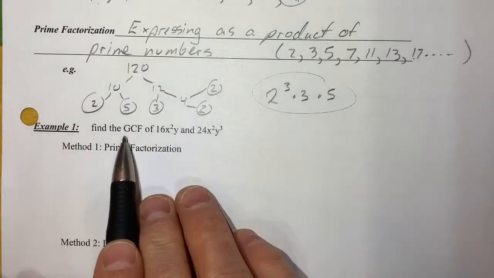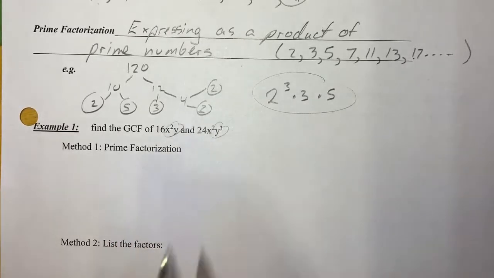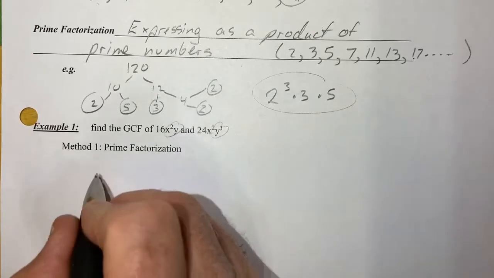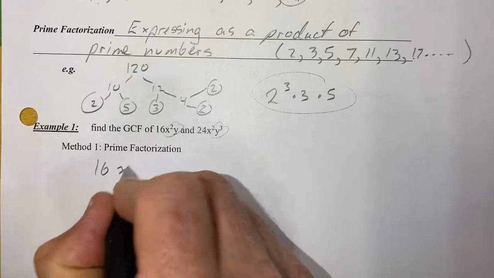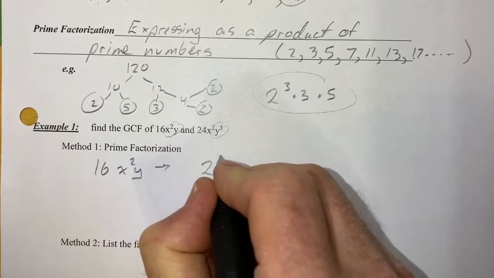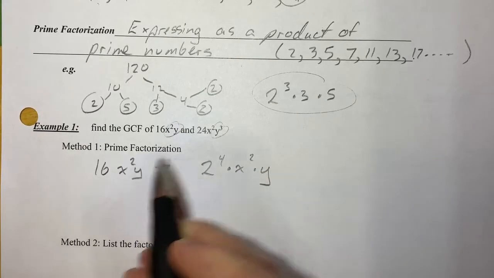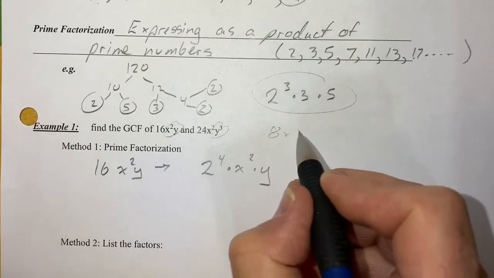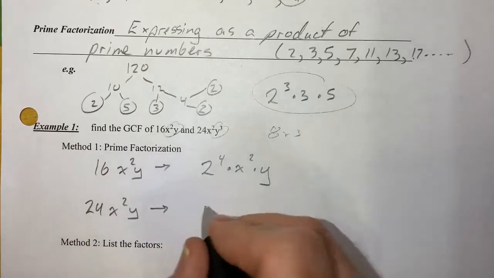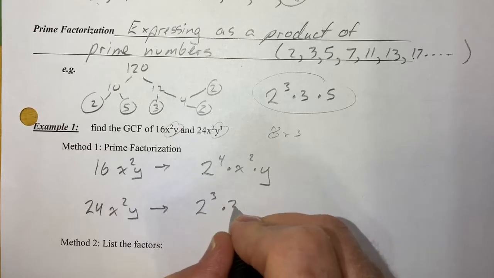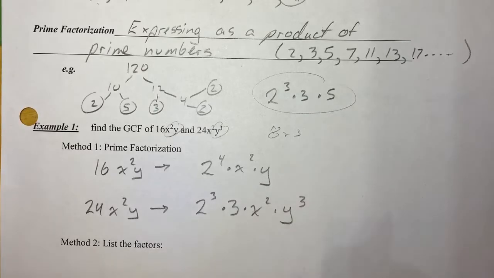So if we wanted to find the GCF of these two, now notice these are not just numbers. They also have x's and y's in them. So we could do the prime factorization. Well, 16x squared y, really that means 2 to the power of 4 times x squared times y. All right, there's 2 x's and there's also 1 y. 24, hang on, that's 8 times 3, right? 2 cubed. So 24x squared y cubed, I could write as 2 cubed times 3 times x squared times y cubed.